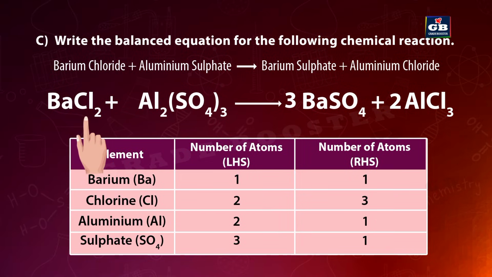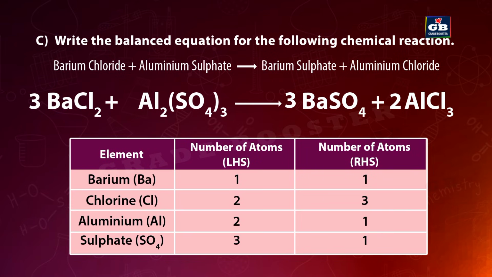Next, we have to balance the chlorine. There are 2 chlorine atoms on the reactant side. On the product side, we have 6 chlorine atoms. To balance it, add 3 before BaCl2. Now Cl2 is also balanced on both the sides. So this is the balanced equation.